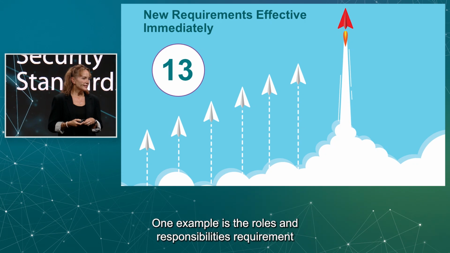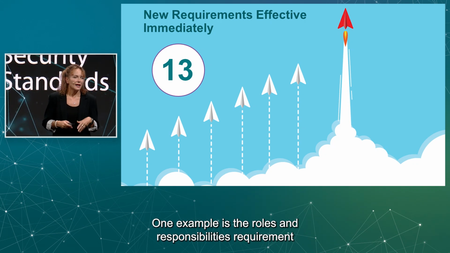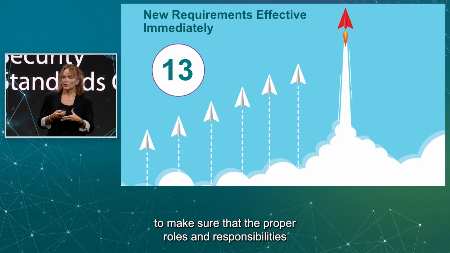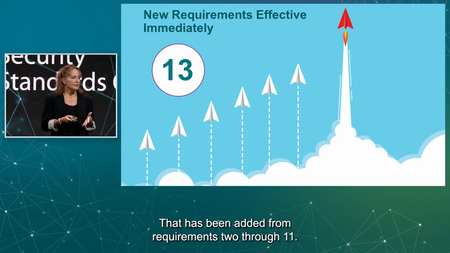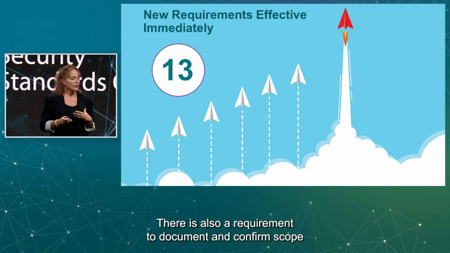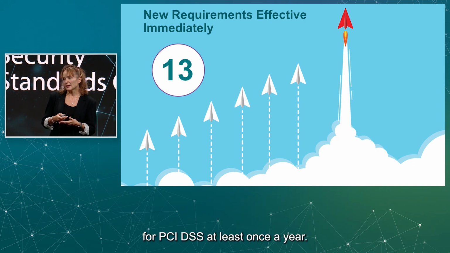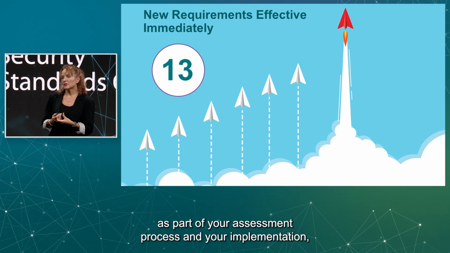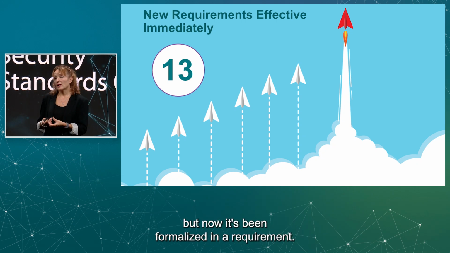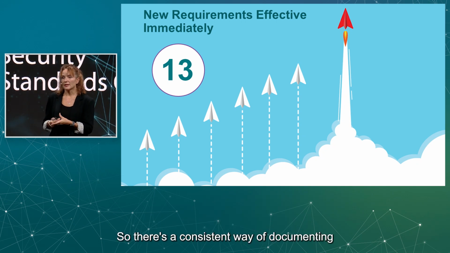One example is the roles and responsibilities requirement to make sure that the proper roles and responsibilities for each security area are assigned. That has been added from requirements 2 through 11. There is also a requirement to document and confirm scope for PCI DSS at least once a year. And this was obviously always a part of having PCI DSS as part of your assessment process and your implementation, but now it's been formalized in a requirement, so there's a consistent way of documenting how that takes place.